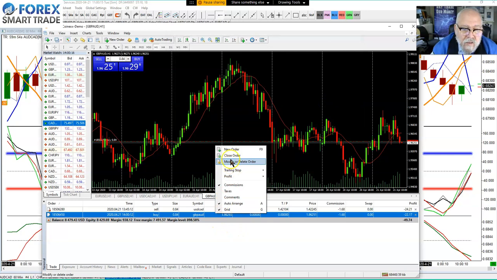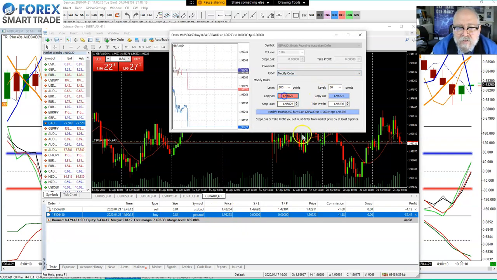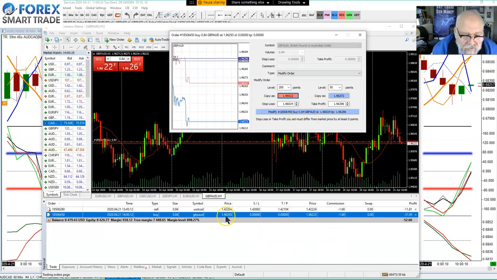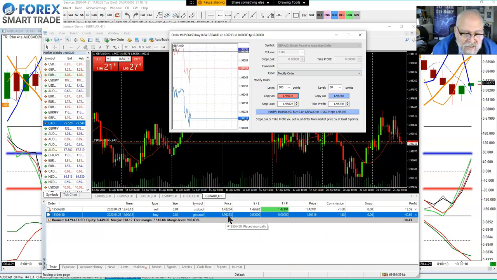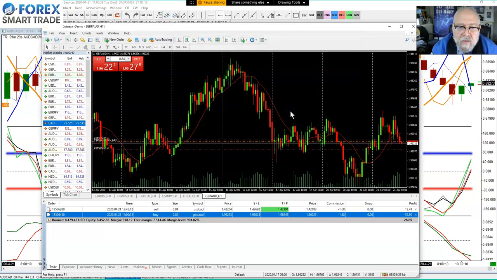Right click. Modify. 5 pips and 20 pips. And I want to just make sure I get my full 5. So 96.29. So I'm going to go to 96.34. And those are our 2 trades for today.